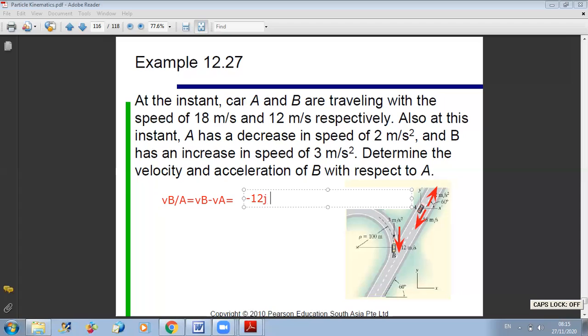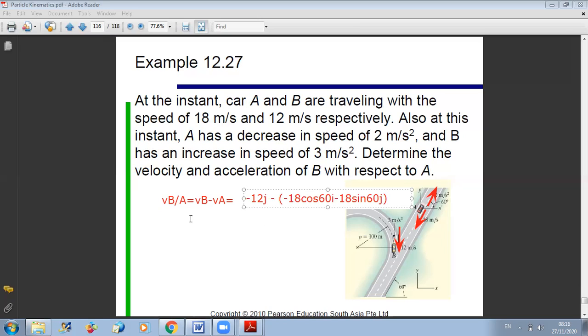And now for VA, I decompose it into two components. It's a negative component along X, a negative component along Y. So it's minus 18 cosine 60 along I, and minus 18 sine 60 along J.